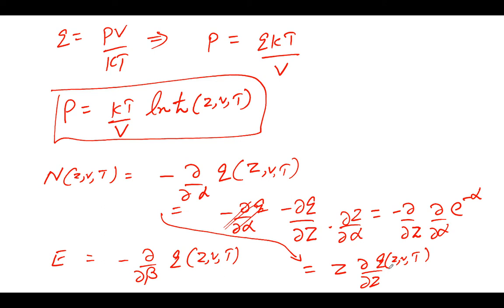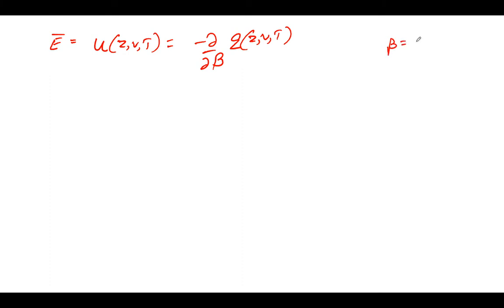Similarly, you can find the expression for E, which we generally write as the average value per system, and we can also write it as U. This is minus curly del over curly del beta of Q, the derivative of Q with respect to beta. We can also rewrite this equation by opening up the value of beta. Beta is 1 over KT, and the derivative of beta with respect to T I can write as minus 1 over KT squared.